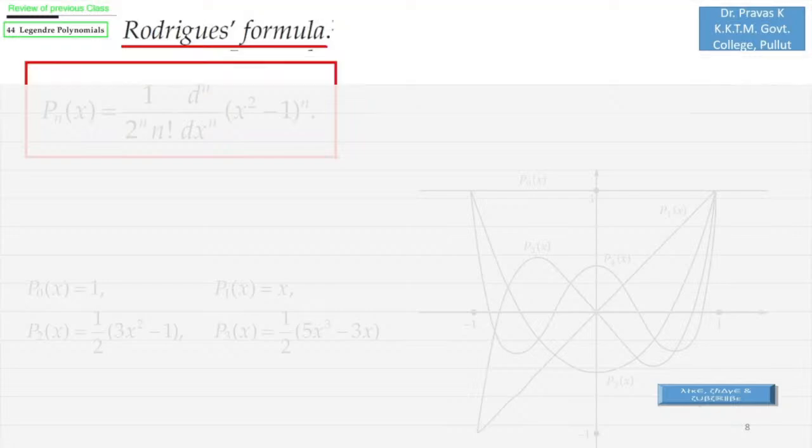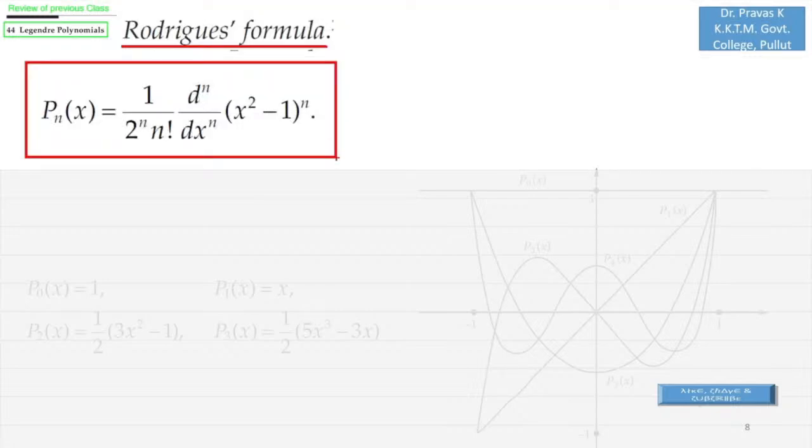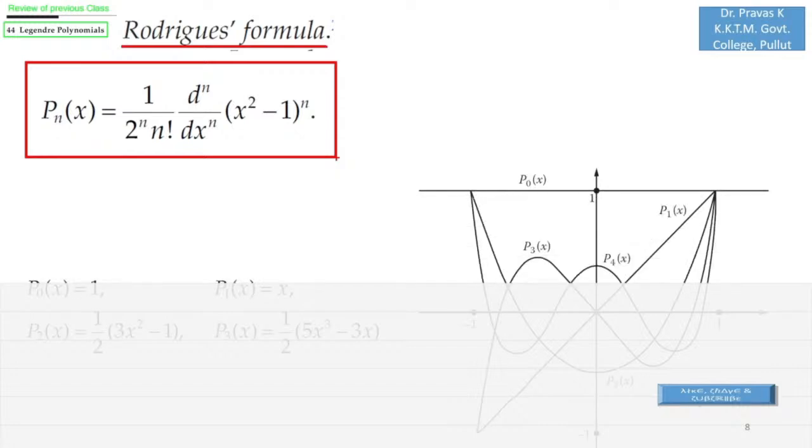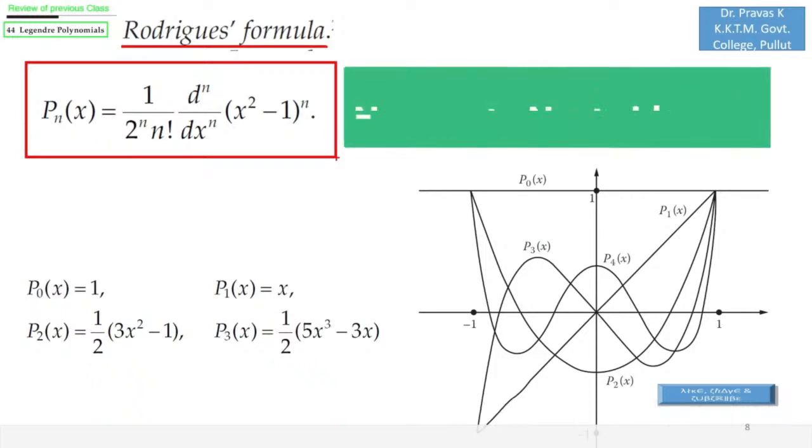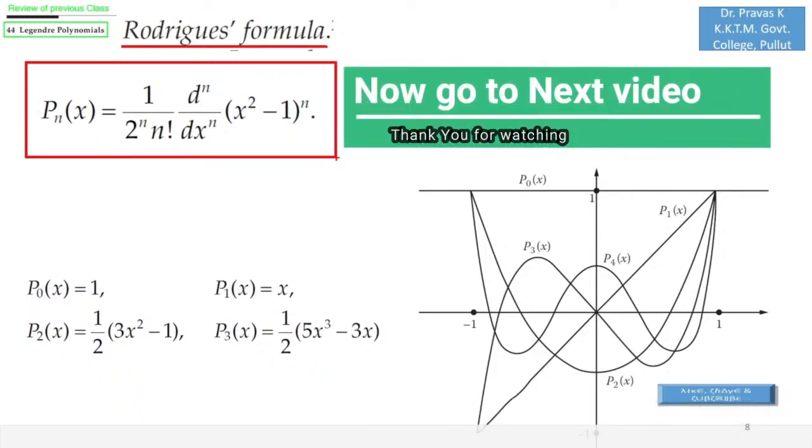Then in the previous class itself, we also found some of the first few Legendre polynomials using this Rodriguez formula, that is P0 of x equal to 1, P1 of x equal to x, and P2 of x and P3 of x. So here you can see the graphs of the first few Legendre polynomials. You can also note that the degree of the nth Legendre polynomial is n.